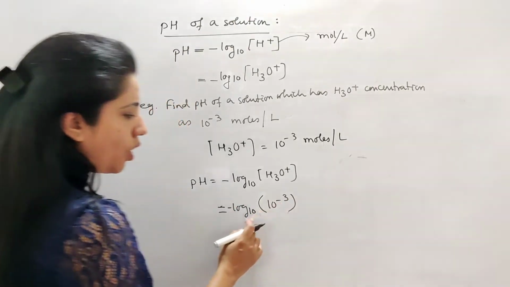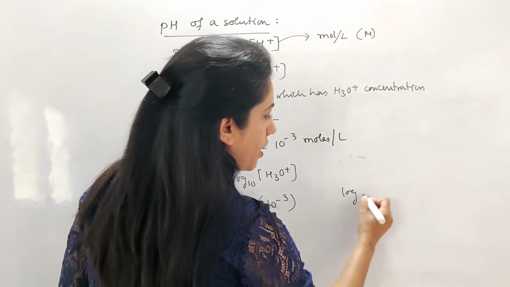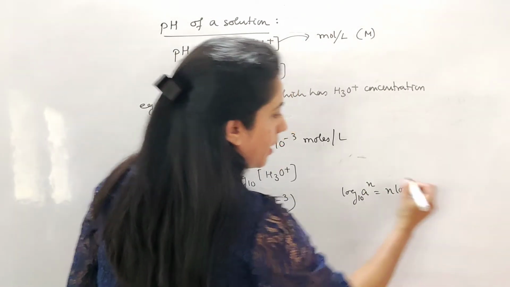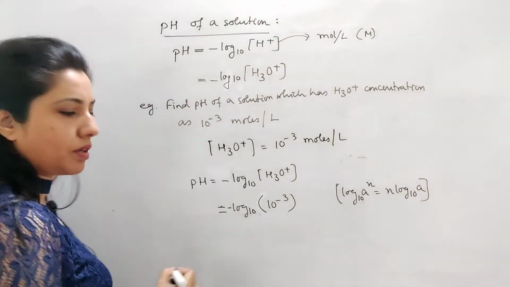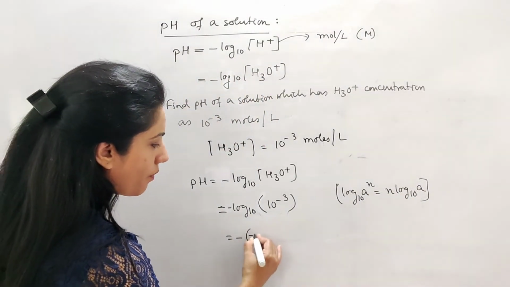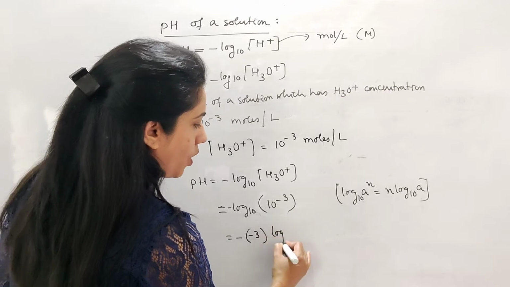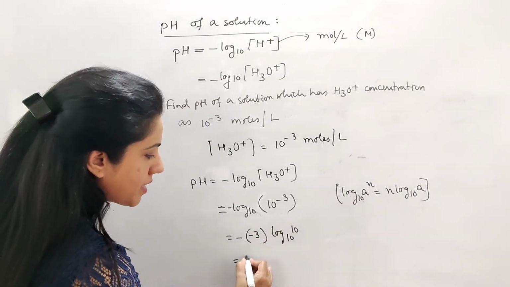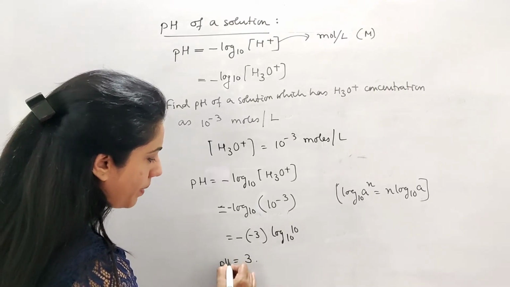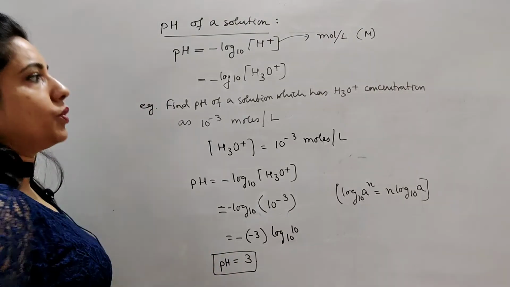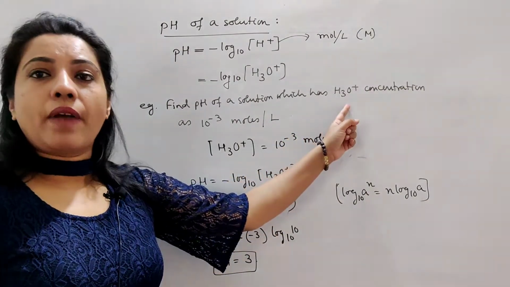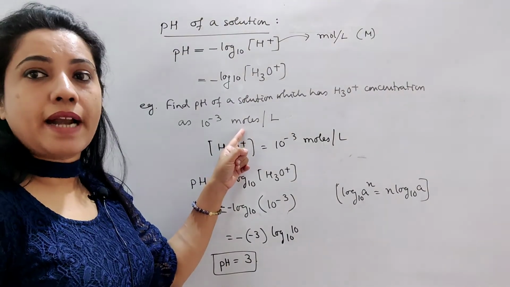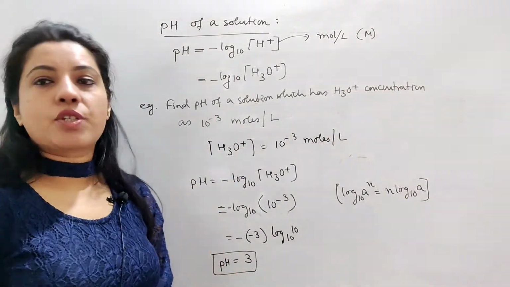And we know that log of a to the power n is n log a, a property of logarithms. So it will be minus of minus 3 log 10 to the base 10. Log 10 to the base 10 is 1, so it will be minus times minus 3, which is plus 3. So the pH of the solution will be 3. This is how, if the concentration of H3O plus or H plus is given to us in mole per liter, or molarity, we can find the pH of the solution.